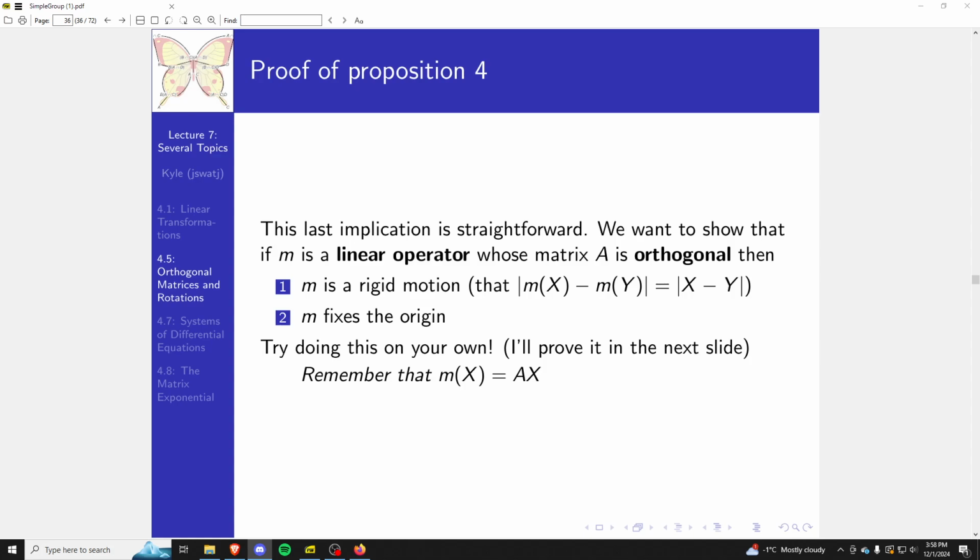It requires that M is linear and that we preserve dot products with orthogonal matrices. So the linear part comes up right at the start. If we start with the left hand side, we can pull x minus y into M, and so we get the distance of M of x minus y.